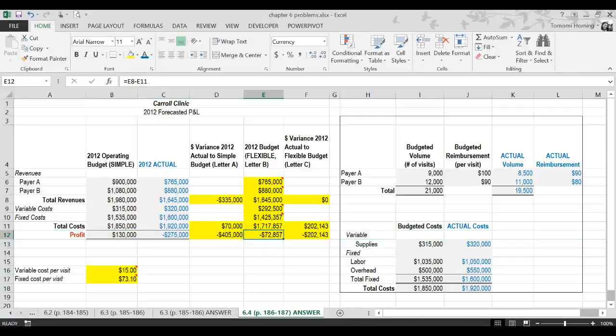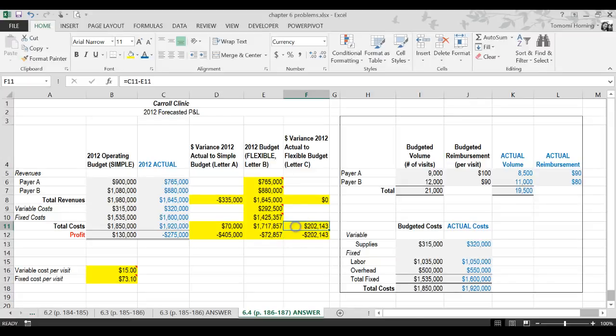But if you compare this budgeted $72,000 worth of loss compared to what they actually experienced, which was a negative $275,000 loss, the actual performance is quite a bit more concerning. So the variance here, negative $202,143, can be interpreted that this Carroll Clinic, while they projected to only lose $72,857 in its operations in 2012, they actually lost $275,000. So they lost $202,143 more than they had originally anticipated in their financial plan or in their flexible budget. So this is an unfavorable loss, a pretty significant one.